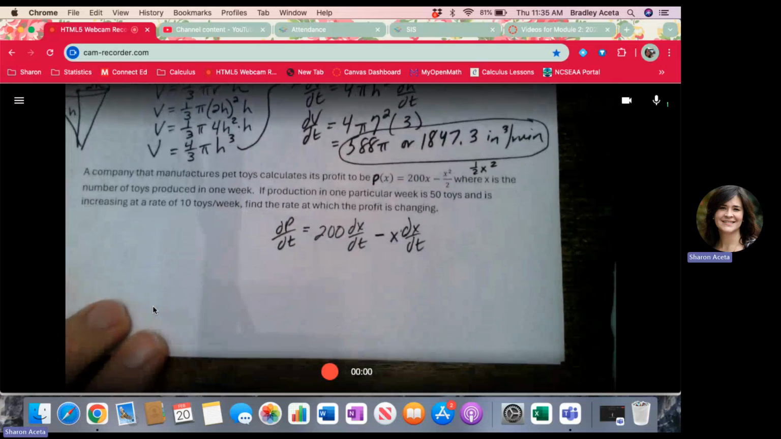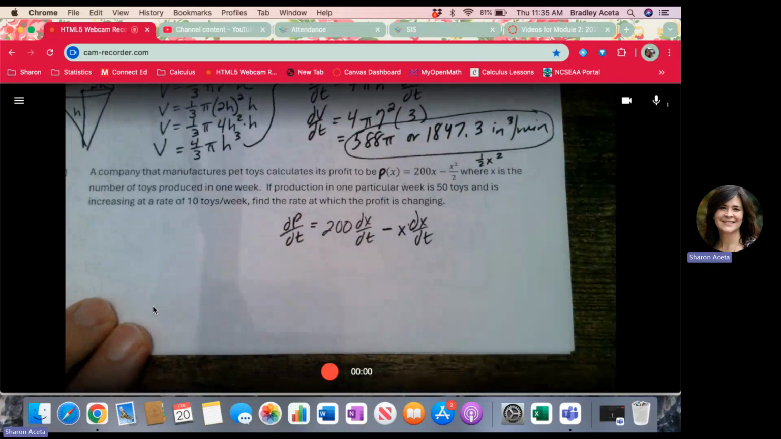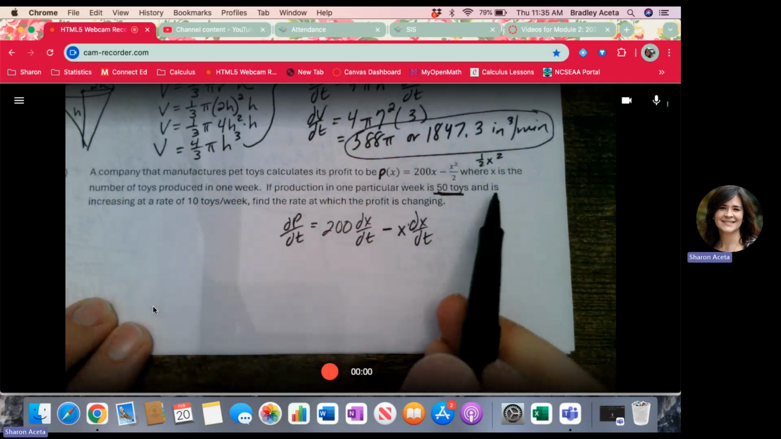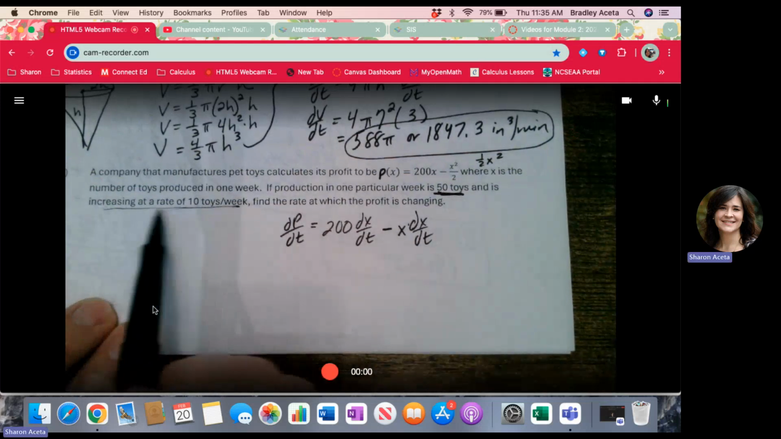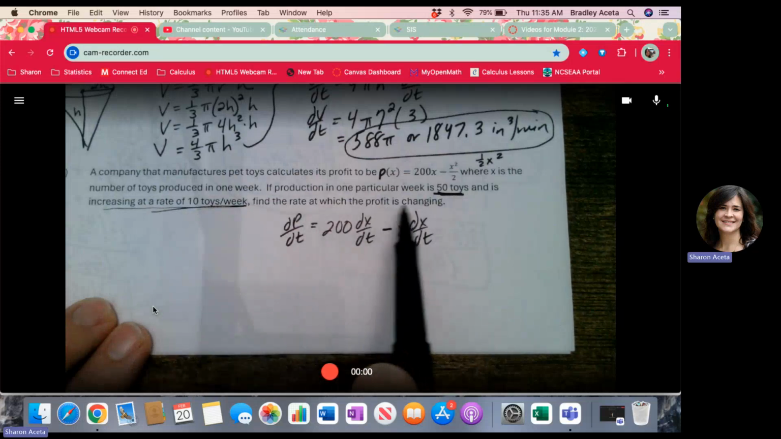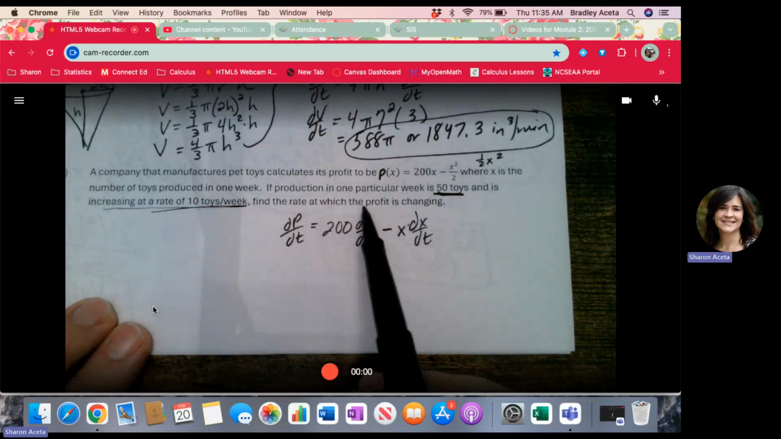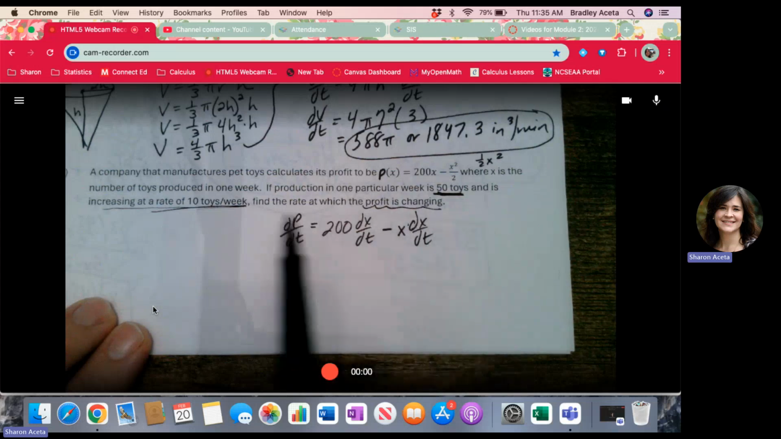So now let's put in the information that we were told, okay? If the production one particular week is 50 toys, the production is 50 toys, and the production is increasing at a rate, find the rate at which the profit is changing. This is what we're finding, dP/dt. That's profit changing right now.